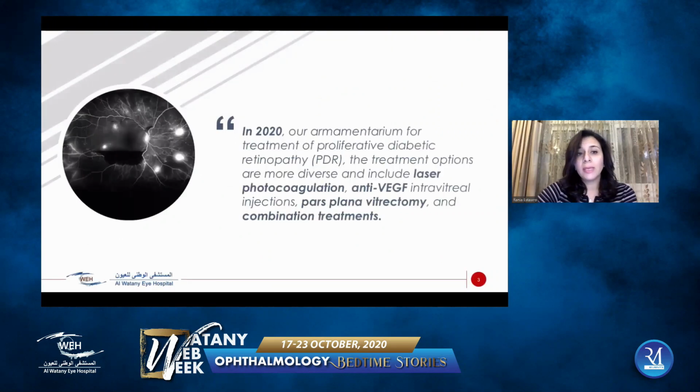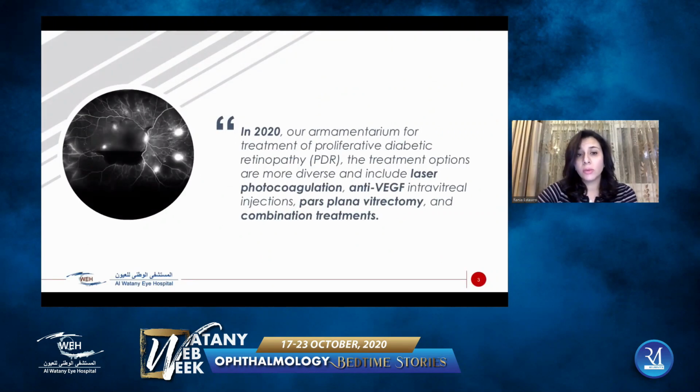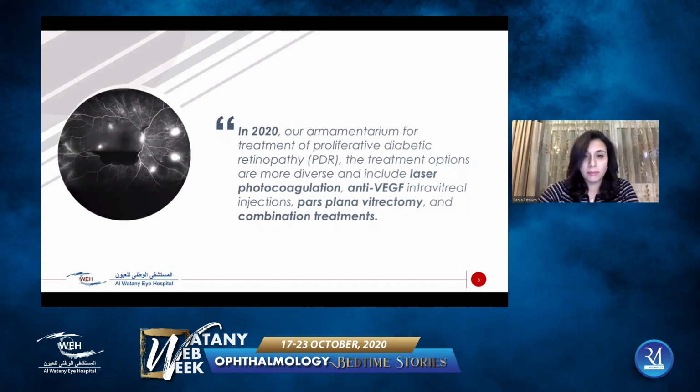In 2020, we can manage this disease through different approaches. We have laser photocoagulation, which is the standard of care. We have anti-VEGF, pars plana vitrectomy, and maybe lots of combination treatments.